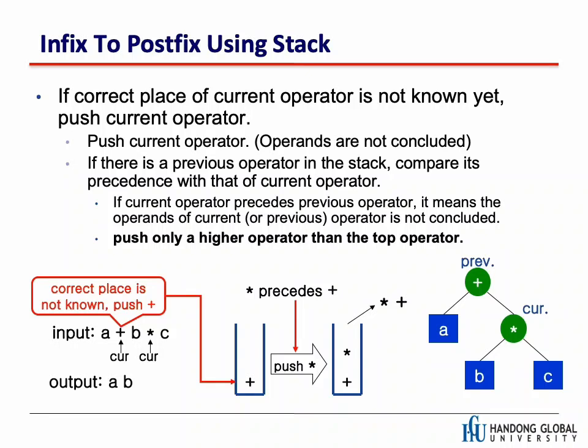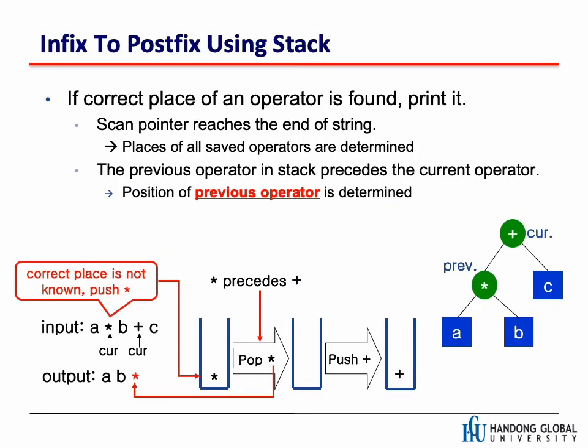If it is A star B plus C, then when we meet the star, we'll talk about it in the next slide, but let me tell you the brief ideas. We push the star first, and then we meet the plus. The plus is lower than the star, so we pop the star, and then we push the plus. So remember, the rule says push only when the operator is higher than the top operator. That's the only rule.